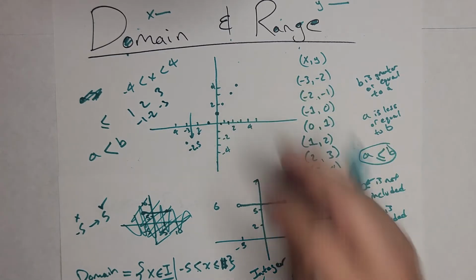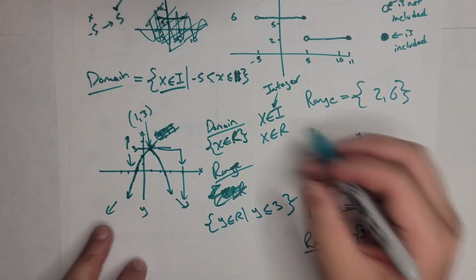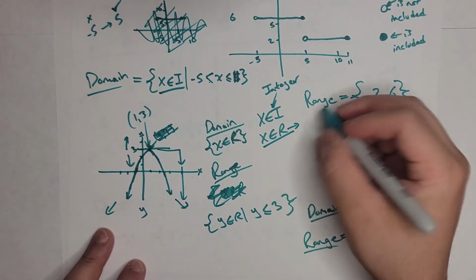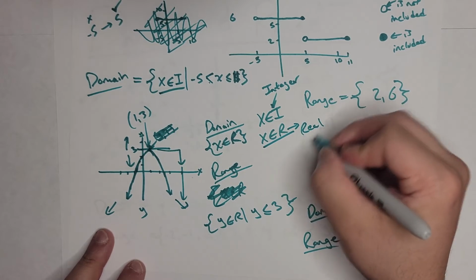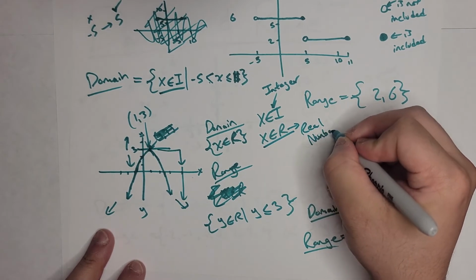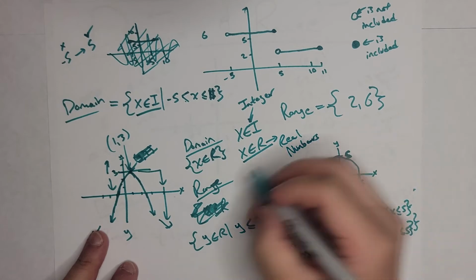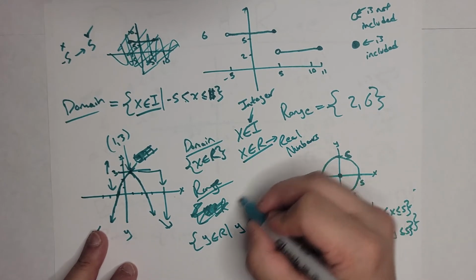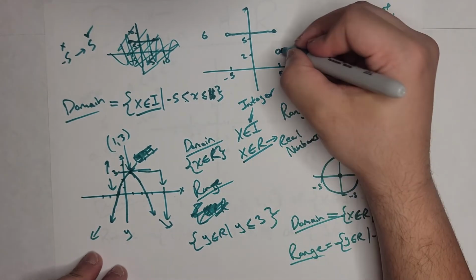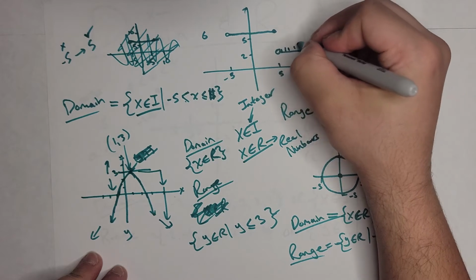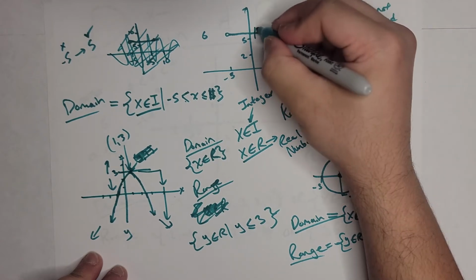But when I use x ∈ R, this is x is equal to all real numbers. So a real number is any number. It could be to any number of decimal points. It could be here, here, here, here, here, here, here, here, here.